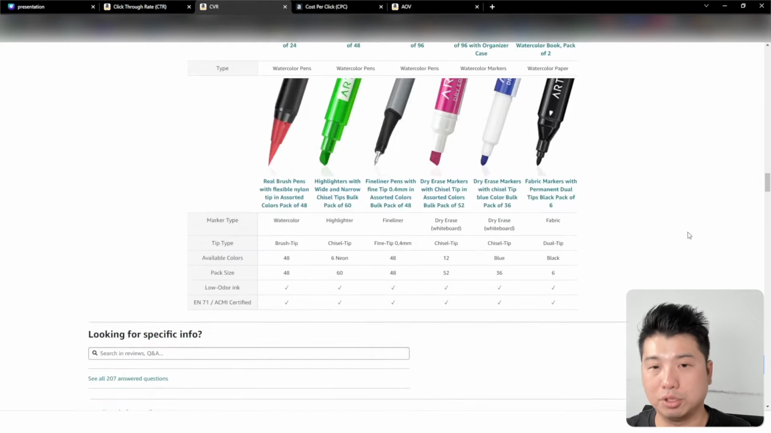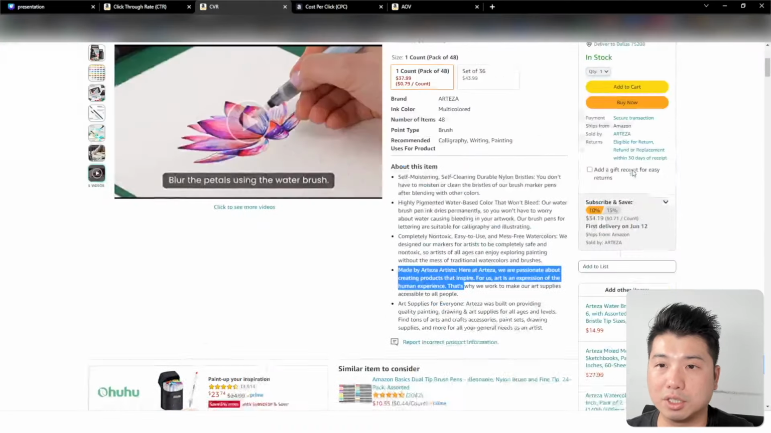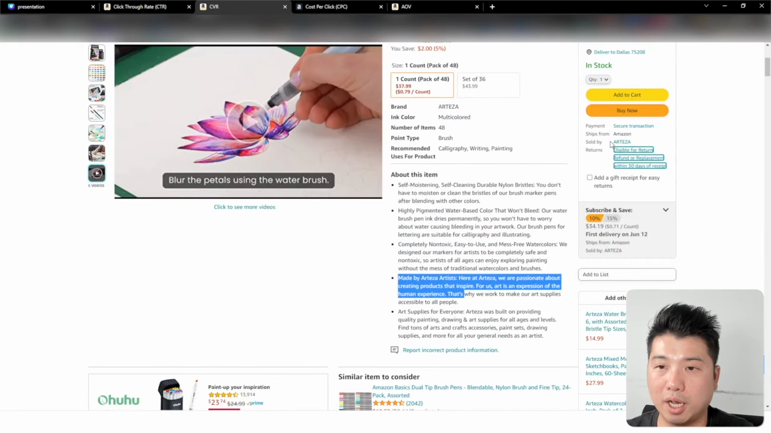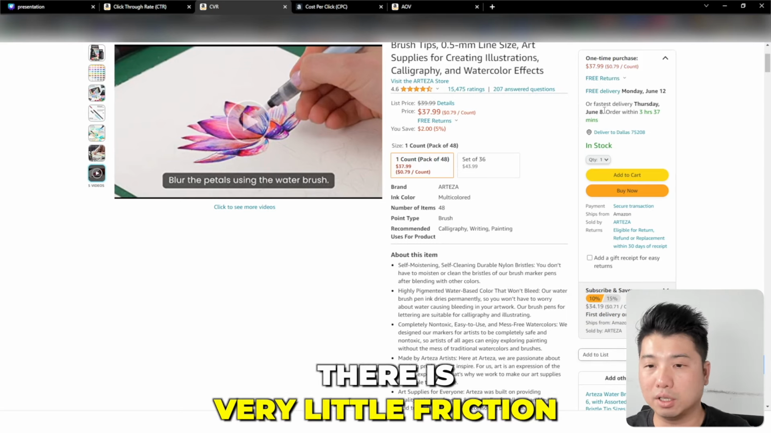So if you're able to do that, that would definitely help with conversion. Obviously here you can see that it's also sold by Artesia and it's in stock, right? And the customer will get it June 8th, and right now it's June 6th. So to get it in 2 days, there is very little friction.